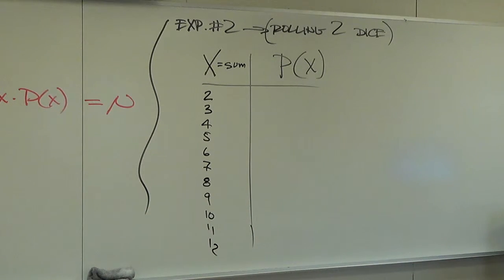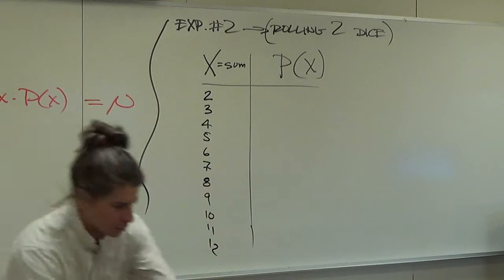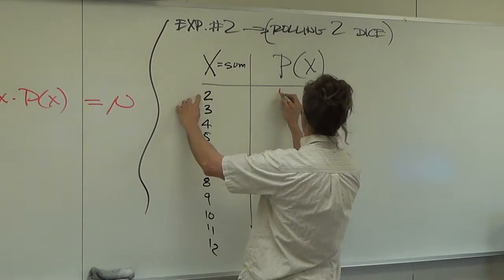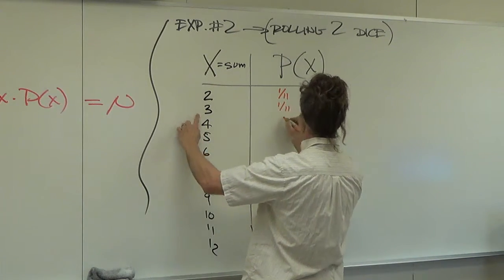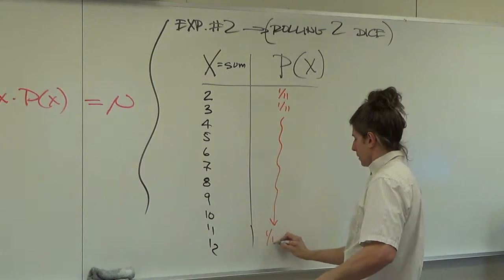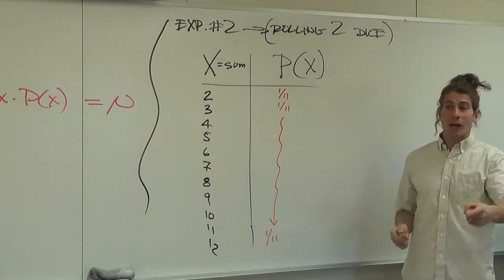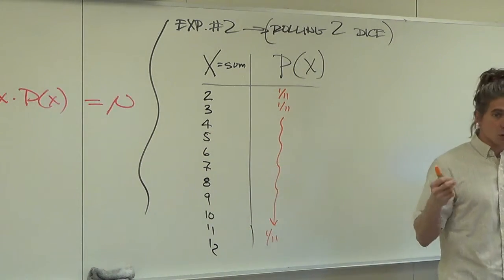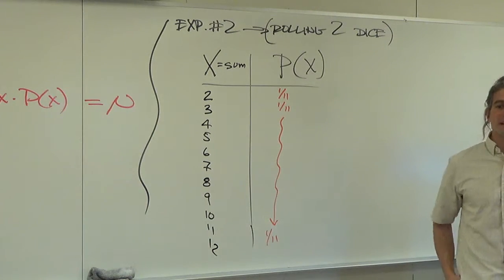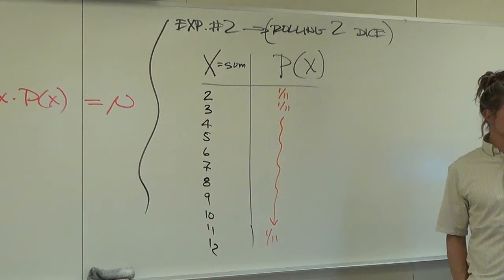Actually, there's 11 outcomes if you think about it. From 2 to 12 is 11. It's like a single die, except we've got 2 of them. So now we've got 11 different outcomes. Is everybody okay with the 11 outcomes?